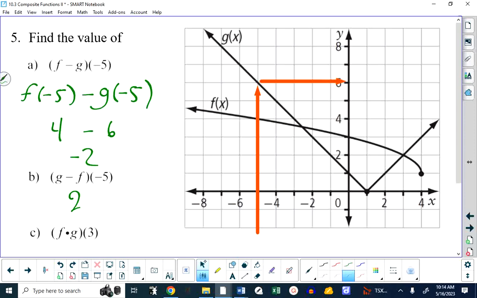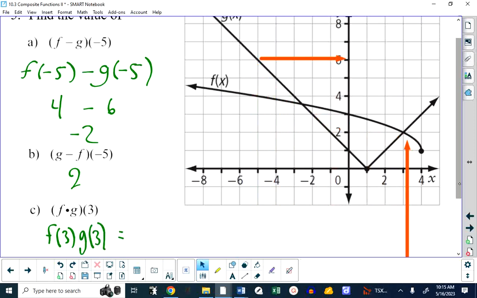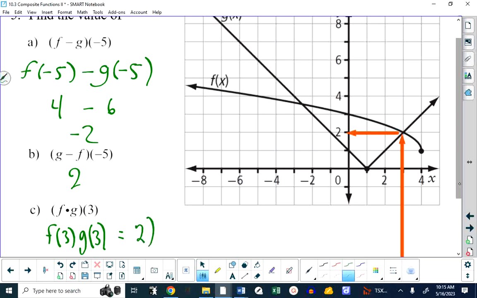What is f times g of 3? What that means is f of 3 times g of 3. F of 3 means you go over to 3 and you look at the y coordinate coming out of f, which is 2. G of 3 means you look at x equals 3 but now you're looking at G. What comes out is also 2. So this gives us 4. Any questions with A or B or C?